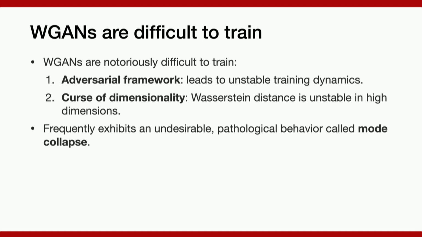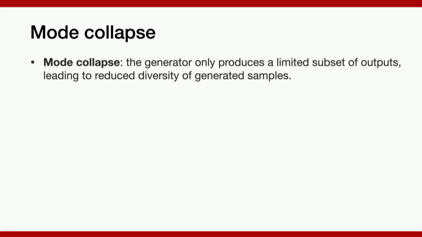So together with these two causes, Wasserstein-GANs frequently exhibit this undesirable and pathological behavior called mode collapse, which is the phenomenon that the generator only produces a limited subset of outputs, hence the generator collapses to the mode, and this leads to reduced diversity of generated samples.